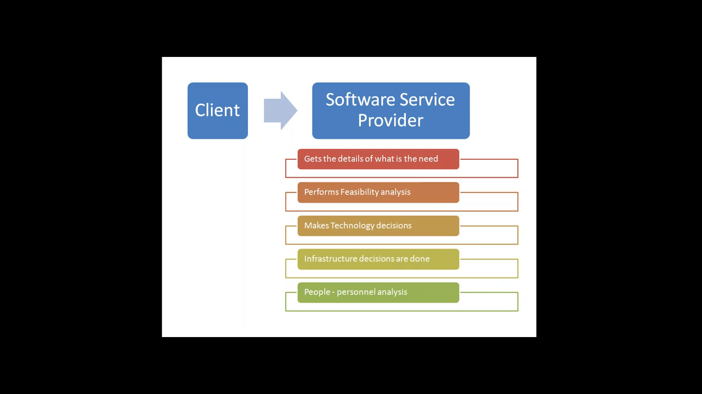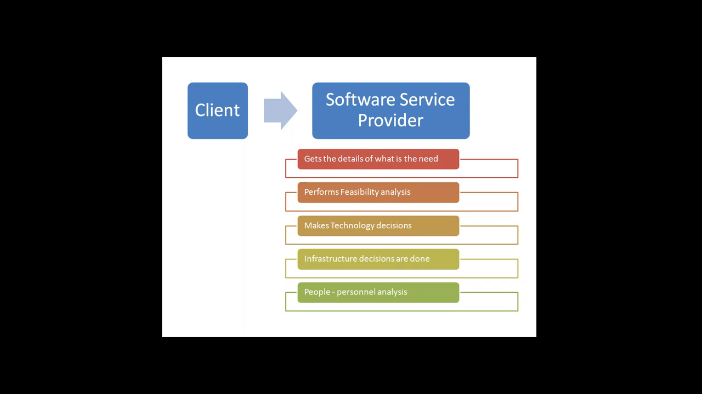Then they make technology decisions, like what databases to use and all that. Infrastructure decisions, like where do we do it? Do we do it in-house, on-site? Do we do it in a two-team framework, one-team framework? All of that stuff, followed by people. What kind of people are we looking for? What kind of skills do we need? Do we have them already? Do we need to hire them? So all of those staffing decisions are made.